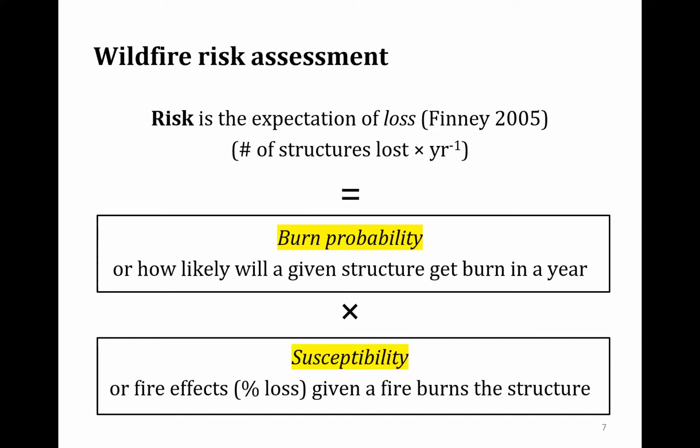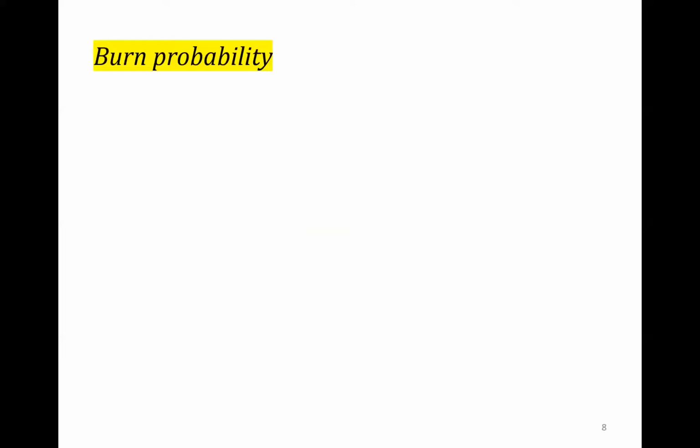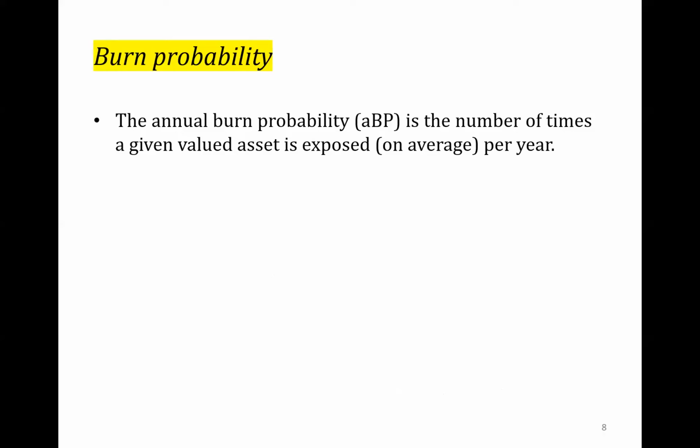So we estimated the percentage loss for every housing unit, and then we summarize these results by community to provide a good estimate and understand the total risk in this study area and how the spatial gradients change from community to community in the study area. The first component is the burn probability. We use the annual burn probability, which is essentially the number of times a given valued asset is exposed on average per year. So how often is every structure burned per year?